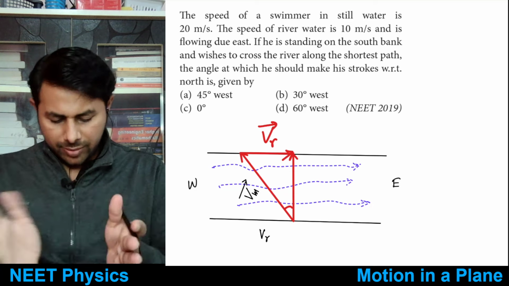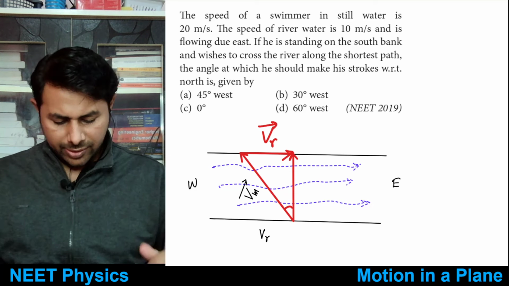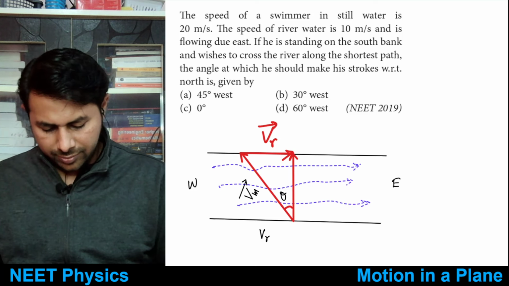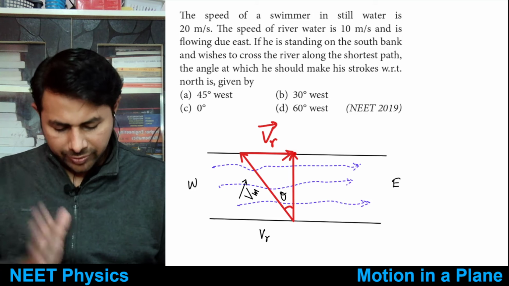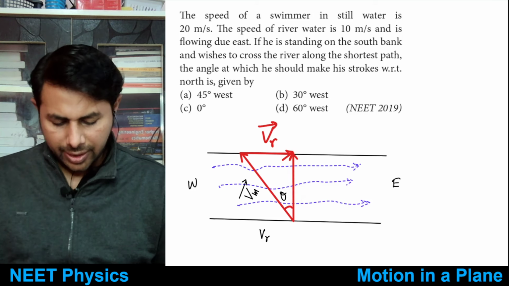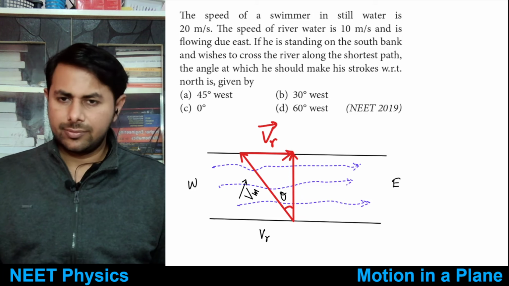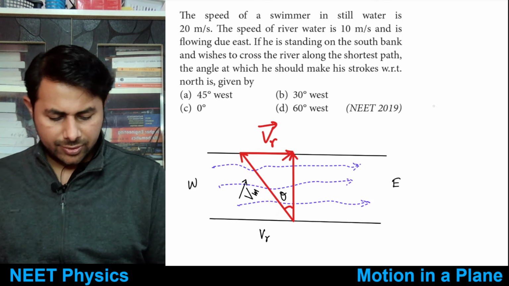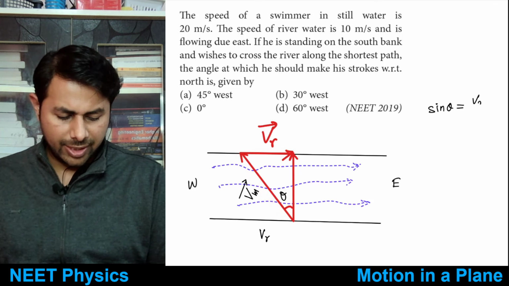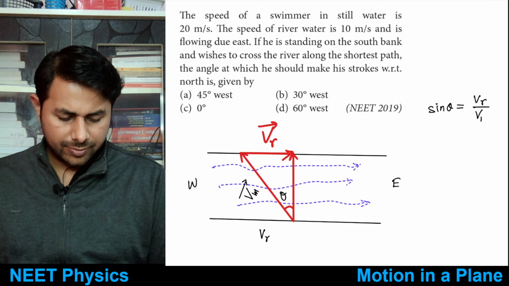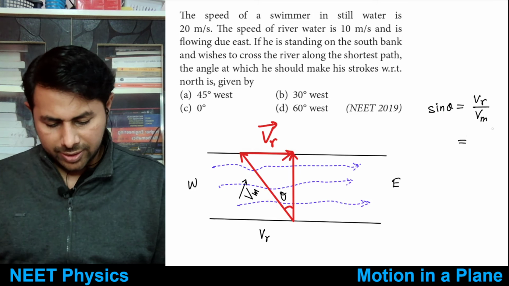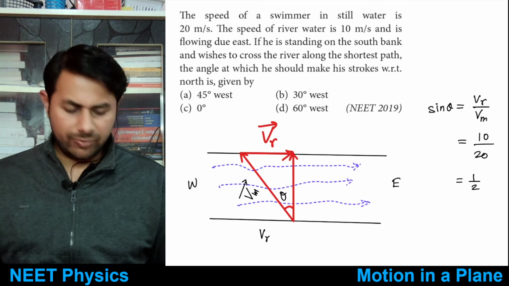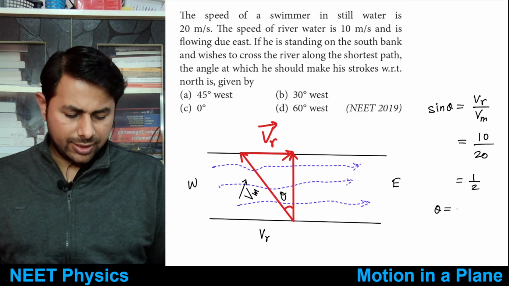So he swims at some angle, let's say theta, due west. West of what? West of north. Okay, how much is that angle? So sine theta, you can say, will be Vr divided by Vm, right? Sine theta here also is Vr divided by Vm. That is, velocity of river is 10 and velocity of man is 20. So again it's 1 by 2 only. Sine theta is 1 by 2 means theta is equal to 30 degrees.